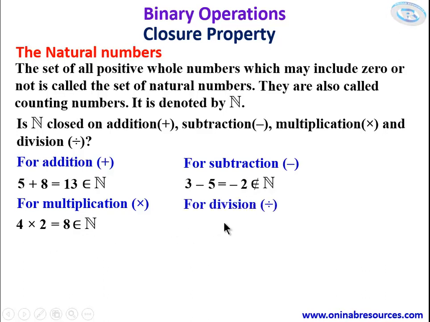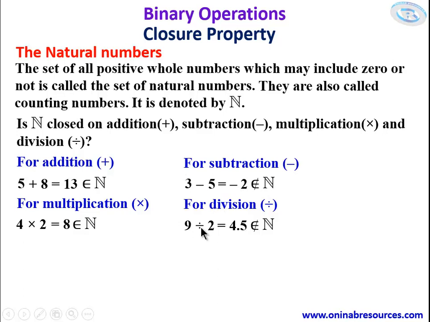Then lastly, we pick division. 9 divided by 2. 9 divided by 2 gives 4.5, and 4.5 is not an element in N. So we cannot count an item and say we have 4.5, which is not possible. Please be informed in the subtraction here. If you take 3 away from 5, you are likely going to have a positive number, which is a natural number. So we have to consider all possibilities.